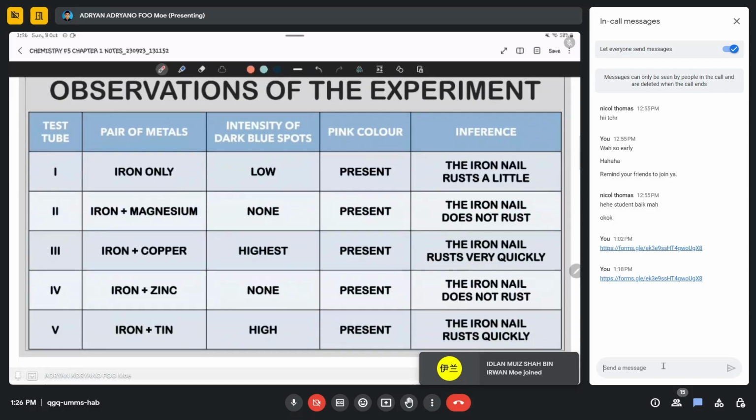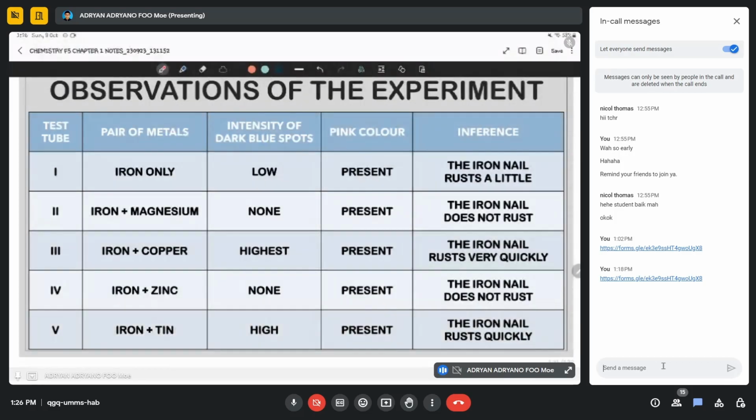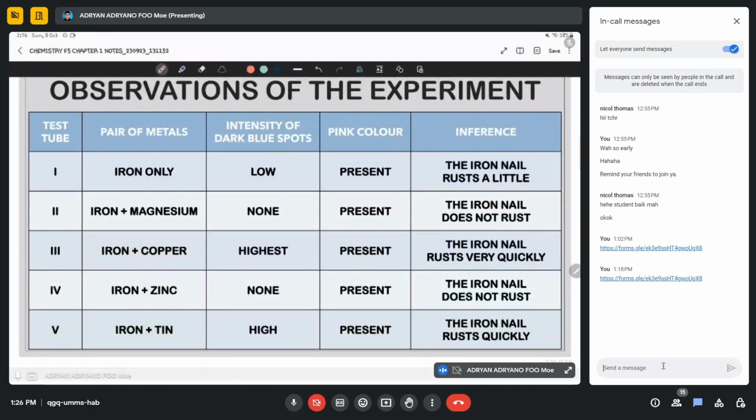So we can see the observations. Iron nail rusts little, iron nail does not rust, iron nail rusts very quickly, iron nail does not rust, iron nail rusts quickly. Can you see that? It's actually just the concept. Why do copper and tin make it rust very quickly? Because copper is more below iron. It is less electropositive, more electronegative, more likely to accept electrons. Copper likes to attract electrons, so it rusts very quickly compared to tin. Okay, so this is the concept.